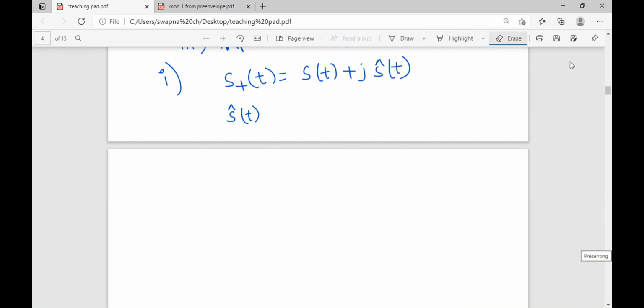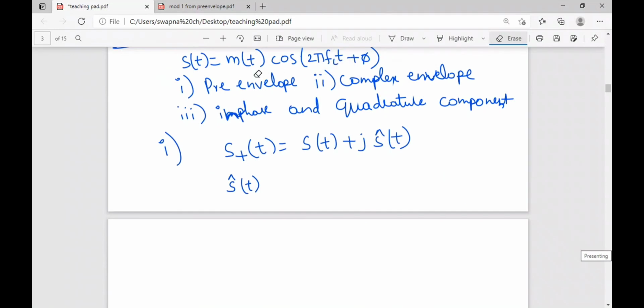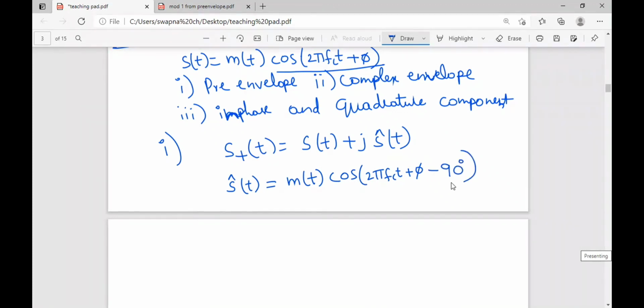So the Hilbert transform is m of t into cos 2 pi fct plus phi. Anyway, m of t is a low pass signal, so it will not have any effect. So m of t will be m of t only, and this will have the effect. It is a sinusoidal signal. So to find s cap of t, directly I can take cos 2 pi fct plus phi and it will shift by minus 90 degrees. Does anybody have doubts with this? We have already done so many problems related to this. Hope it is clear to all of you.